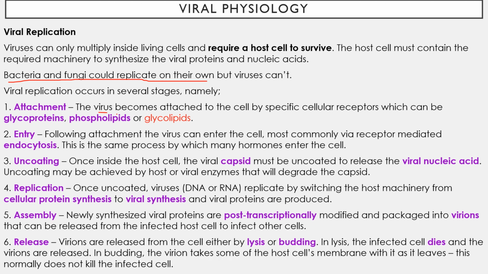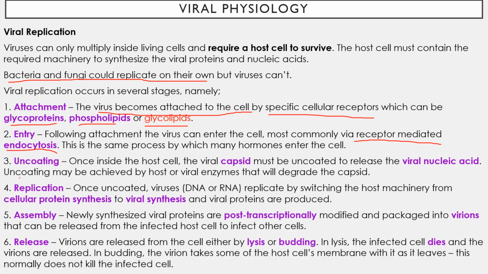In attachment, the virus becomes attached to the cell by specific cellular receptors. Now, these receptors come in different forms, such as glycoproteins, phospholipids, or glycolipids. After attachment to the surface receptor, it would now enter the cell, most commonly via receptor-mediated endocytosis. When you say endocytosis, class, they would open the receptors, allowing the virus to enter. This is the same process by which many hormones enter the cell.